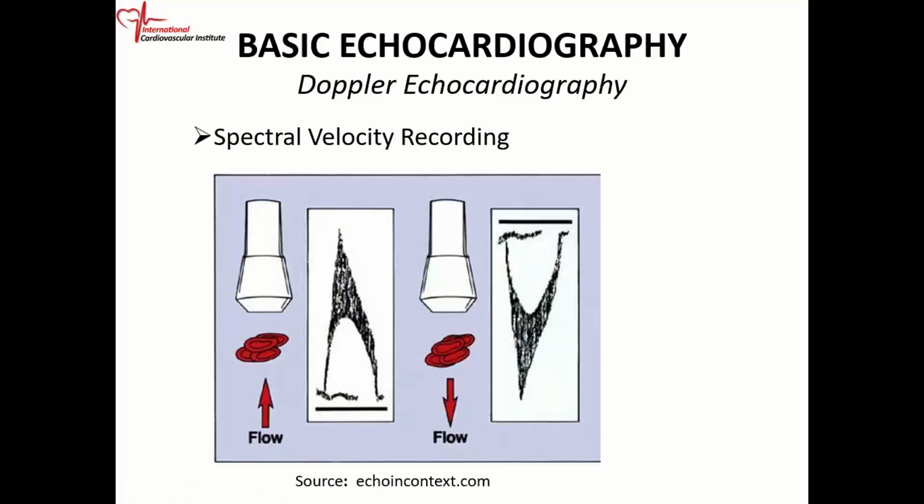Okay? So these are basic concepts that you're going to need throughout your echo course and your Doppler interpretation. So flow towards the transducer, you're going to get a spectral envelope above the baseline. Flow away from the transducer, spectral envelope below the baseline.